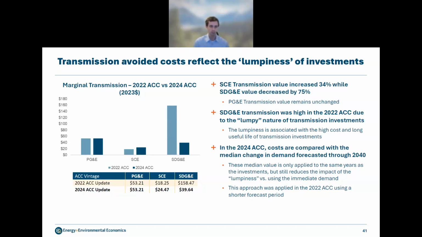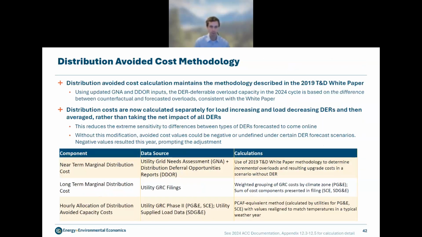So moving on to the distribution methodology, sorry. On the distribution avoided costs, we've continued to use the methodology described in the 2019 distribution white paper. I apologize, it says T&D, but it's really the distribution white paper there. Updating with new inputs from the utility GNA, or grid needs assessment, and DDOR, or distribution deferral opportunities reports.